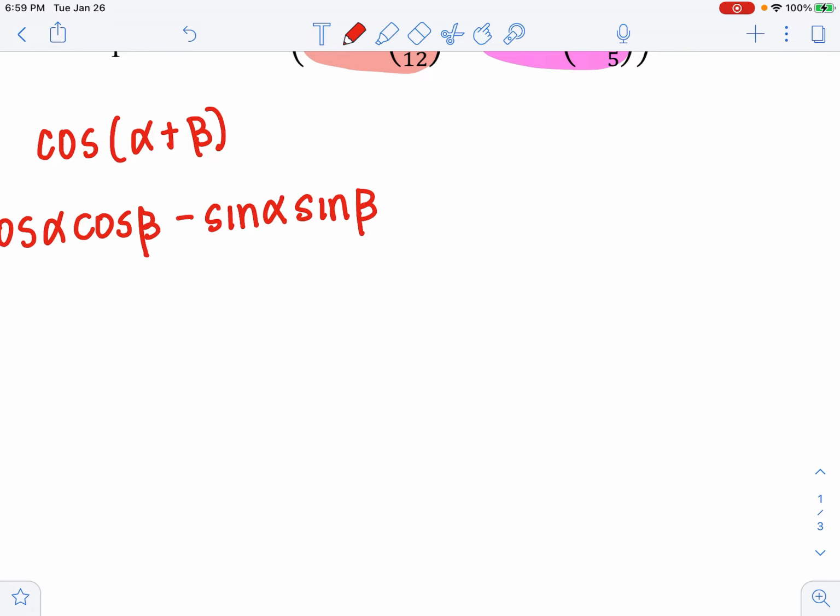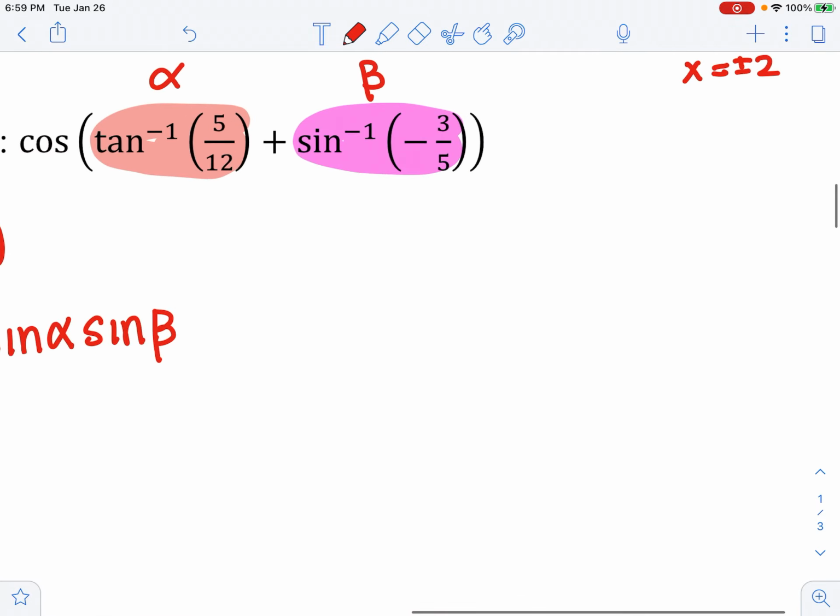So this is what we need. We need the cosine of alpha, the cosine of beta, the sine of alpha, the sine of beta. So once again, we have to draw our two different triangles. So we'll start off by drawing alpha, that angle, and then making it into a triangle.